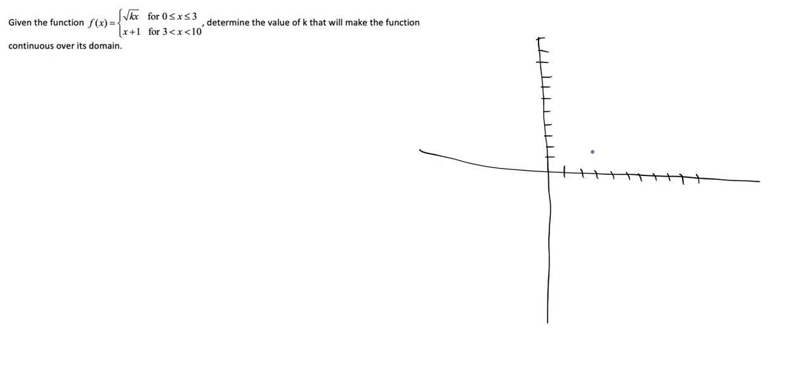So when x is equal to 3, y is 4. When x is equal to 10, y is 11. So we're going to be up here. I'm just going to draw this line that looks like this.